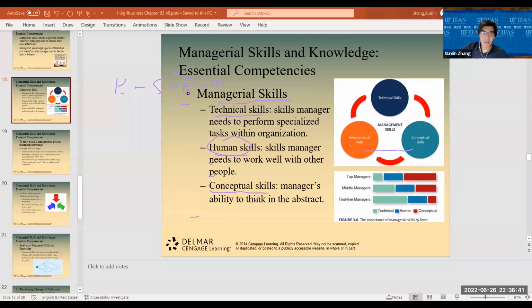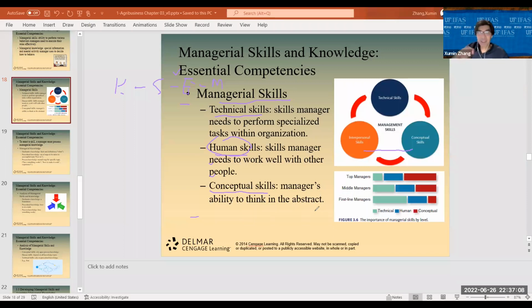Next is the conceptual skill, the ability to think in the abstract. What does that mean? Big picture. They're good at summarizing, good at simplifying, and good at finding opportunities. If you have talked with a lot of top managers, you know what the conceptual skills mean, all right?